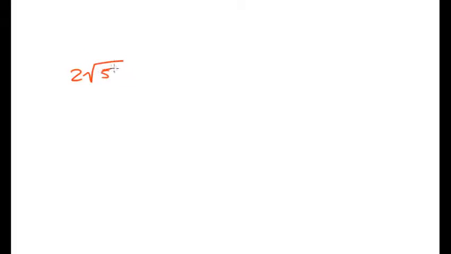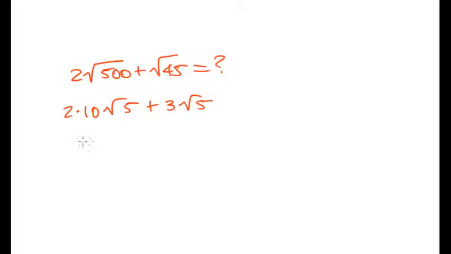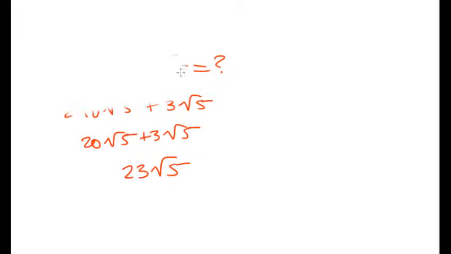2 times rad 500 plus rad 45 is equal to what? Well, this simplifies to 2 times 10 rad 5 plus 3 rad 5. So this is 20 rad 5 plus 3 rad 5. So the perimeter would be 23 rad 5. Okay, that's simple. I believe this is the final one now, 46.